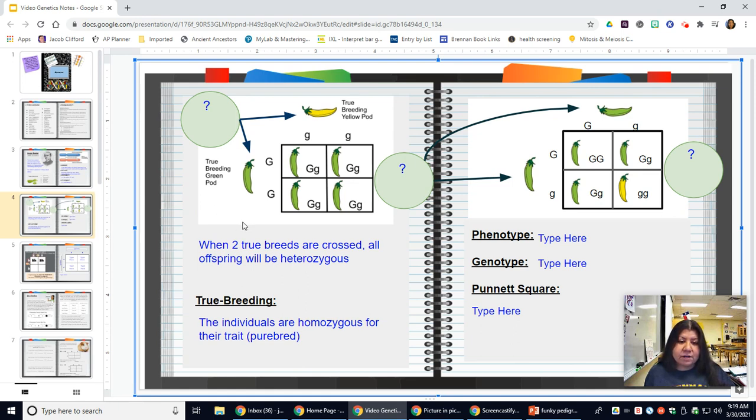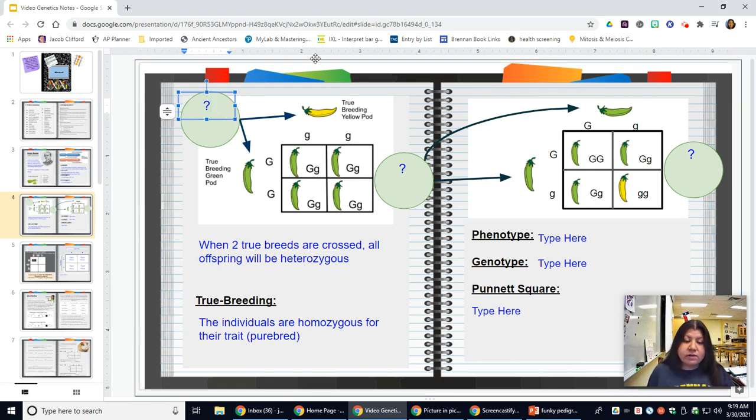When we're looking at our Punnett Square, we could see that we have a green true breeding pod. We know it's homozygous, so it's big G, big G, and a yellow true breeding pod, that's little g, little g. These two individuals are known as our P generation. That P stands for parent.